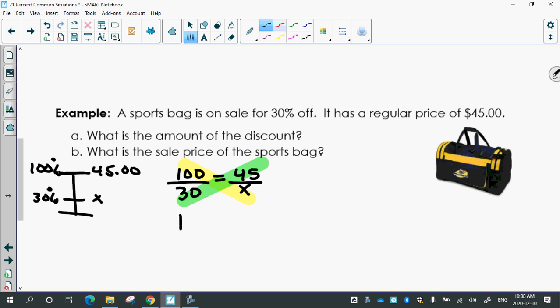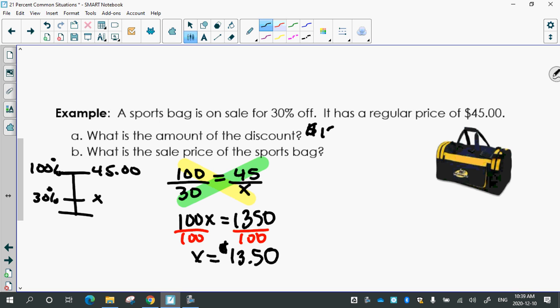So I get 100X equals 30 times 45, divide by 100, and we get X equal to 13.5. But we have to make that look like money, because it's money that we're saving. So our discount is, put a dollar sign here, $13.50. So what is the amount of the discount? $13.50. Okay, so regular $45, we saved $13.50.